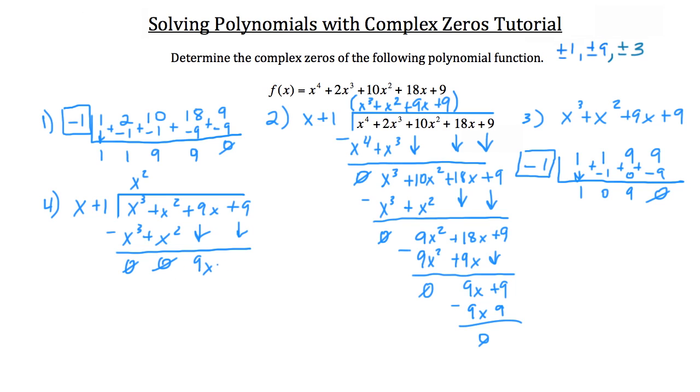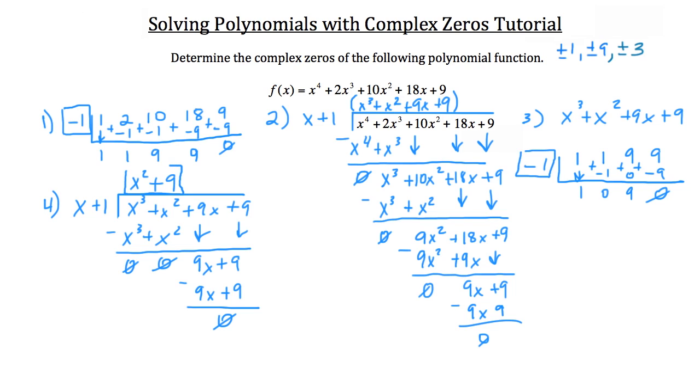And we want to know, what do we multiply x by now to get 9x? Well, we multiply that by 9. 9 times x is 9x, and 9 times positive 1 is positive 9. We'll subtract these again. 9x minus 9x is 0, and 9 minus 9 is 0. So we do know that negative 1 was one of our roots. And it leaves us with this expression here, x squared plus 9.